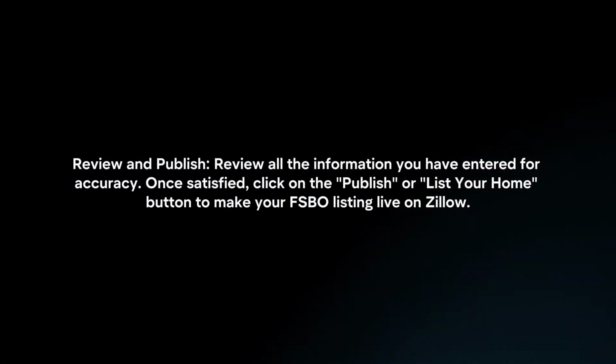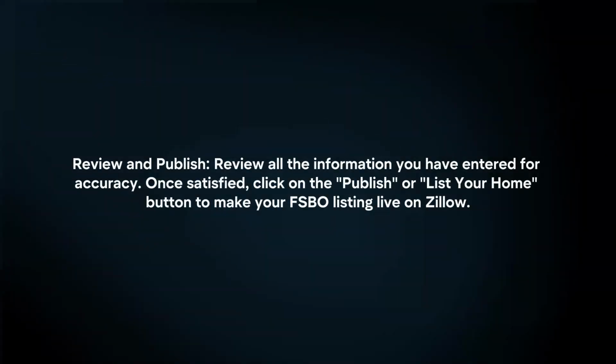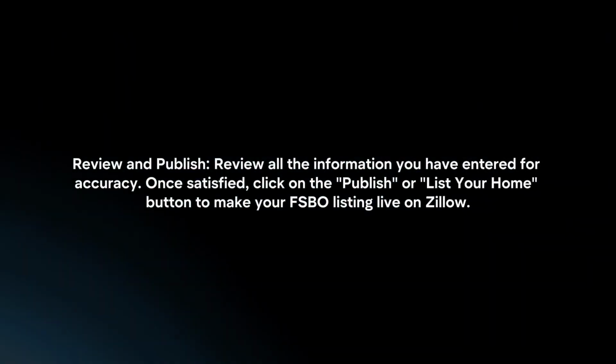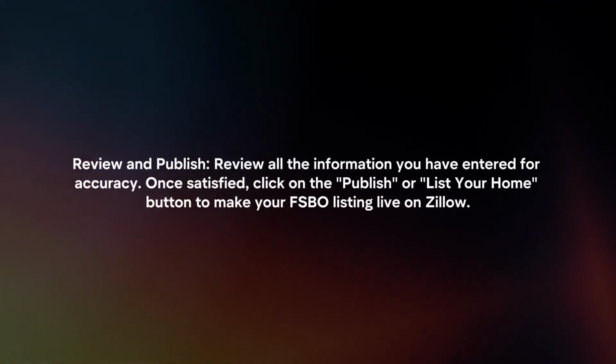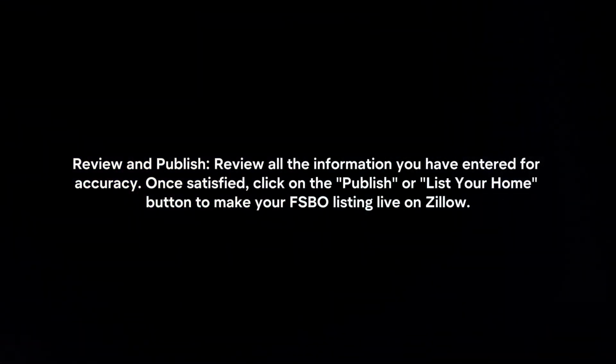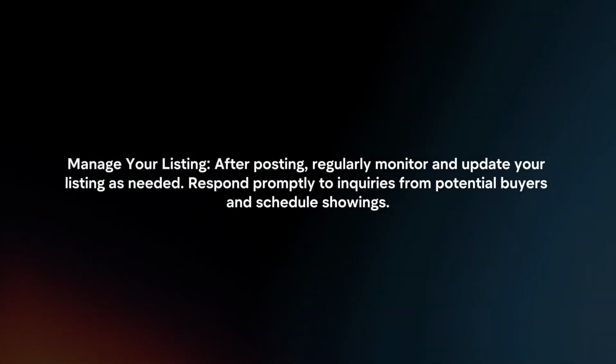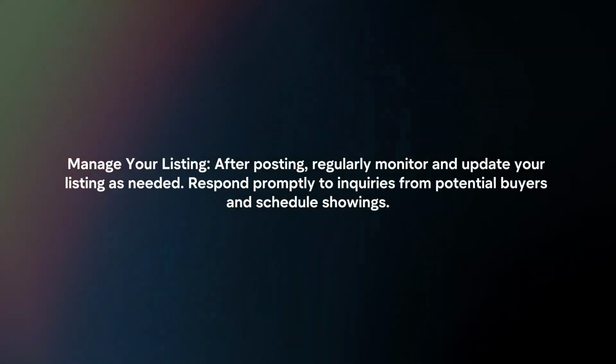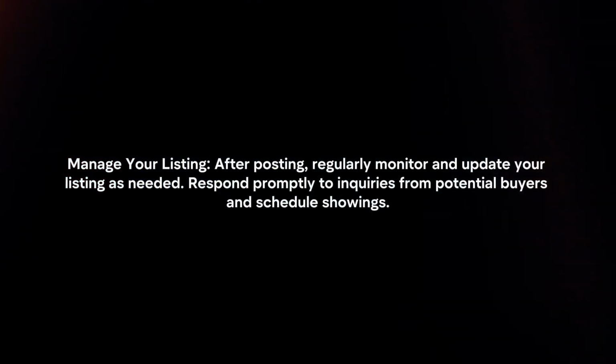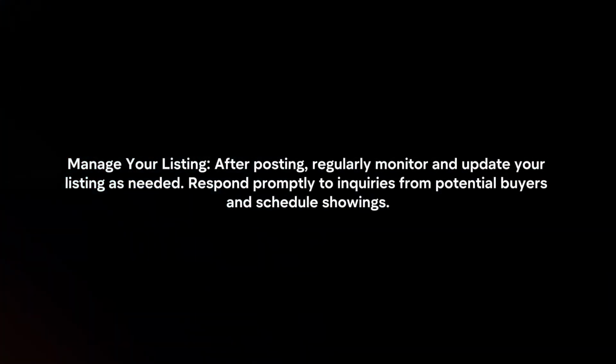Review and publish. Review all the information you have entered for accuracy. Once satisfied, click on the Publish or List Your Home button to make your FSBO listing live on Zillow. Manage your listing. After posting, regularly monitor and update your listing as needed. Respond promptly to inquiries from potential buyers and schedule showings.